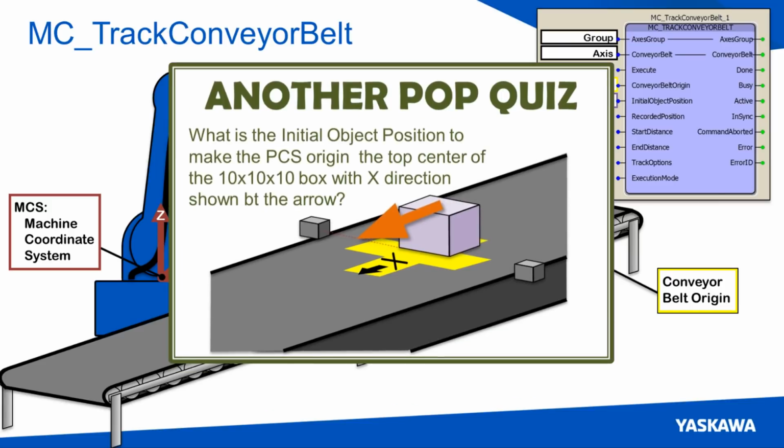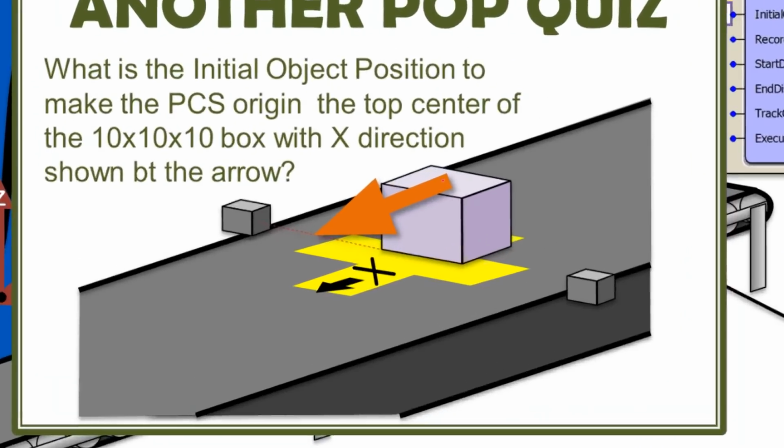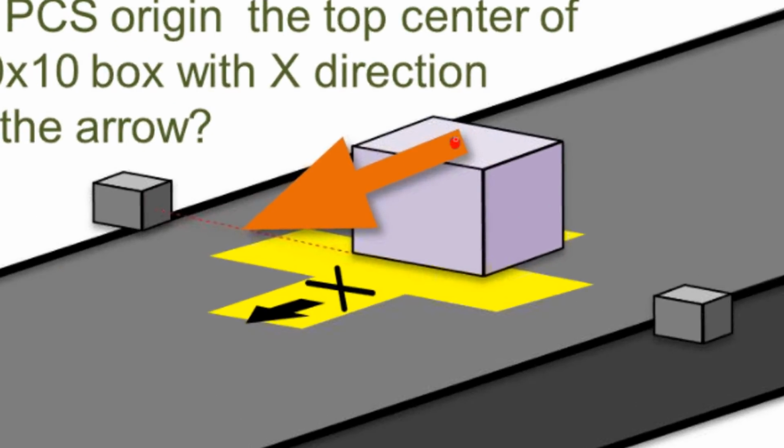Which brings up another pop quiz. What if I don't want it there? What if I want it at the base of this arrow? This may be a little bit confusing, but I want the origin to be right here in the middle, along the same x-axis that the conveyor belt is traveling. So this is my origin here at the base of that arrow, following along the x-axis of the conveyor belt.